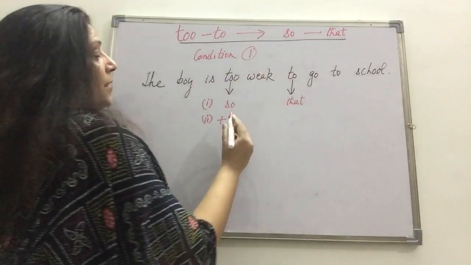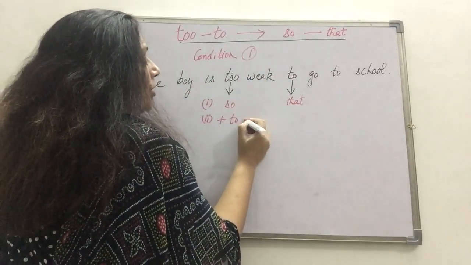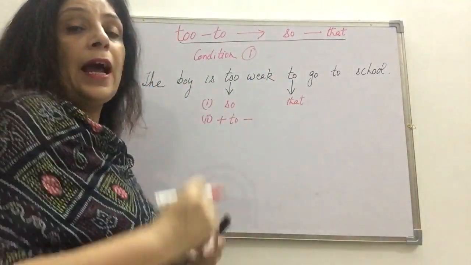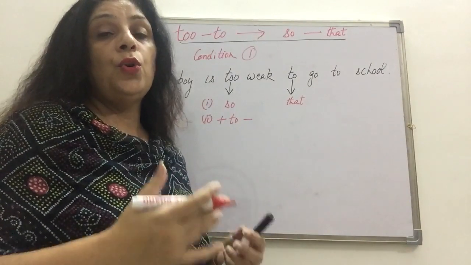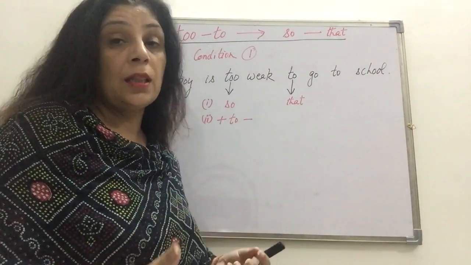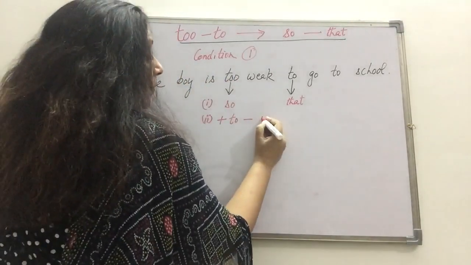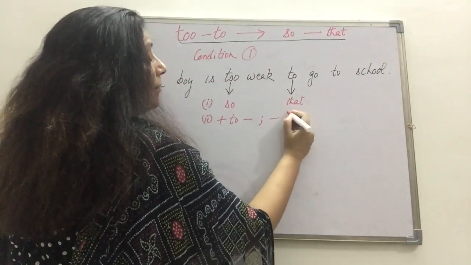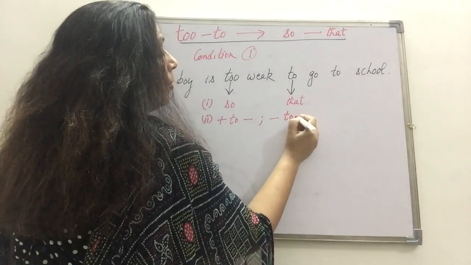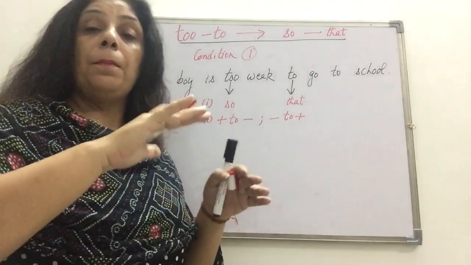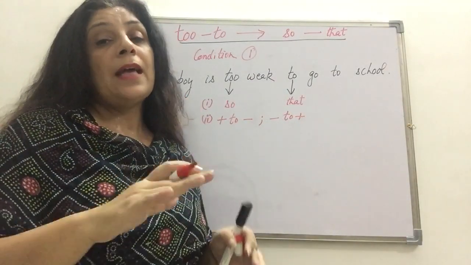If the given sentence is positive, it will change into negative. There has to be a word like no, not, never, none, nothing. These are the negative words. And if the given sentence is negative, it will change into positive. This is a part of the rule. This has to be there.